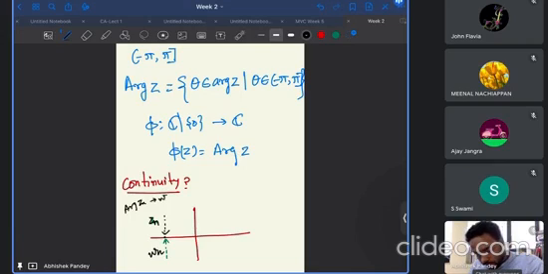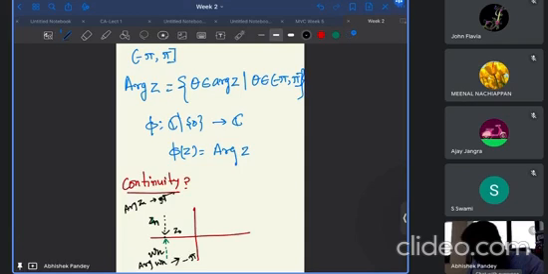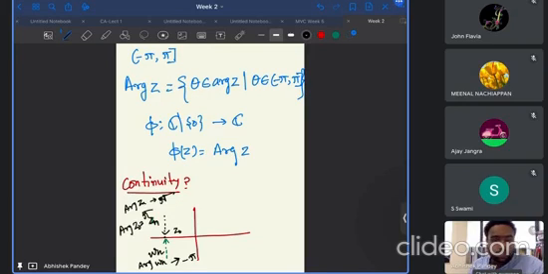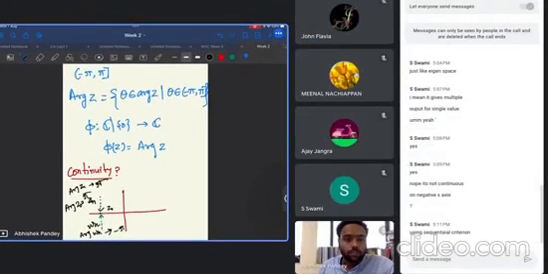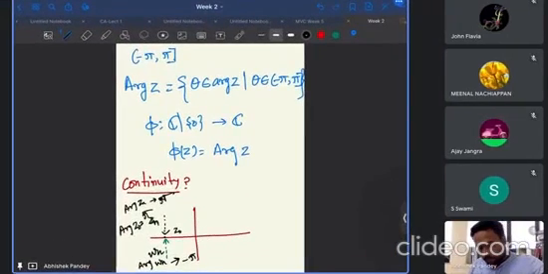Let us say the limit is Z naught. The argument of Wn will tend to minus pi. But the argument of Z naught is basically pi. So on this negative real axis, the argument is not continuous. Basically, everywhere else it is continuous.